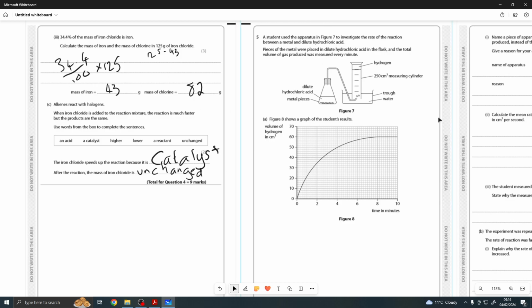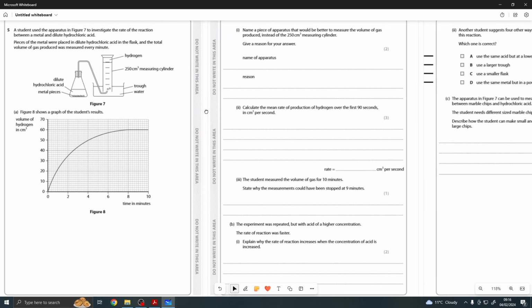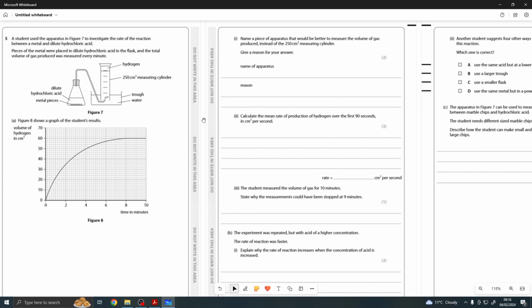Now, number 5. Oh, I remember this is on the higher paper. This is good. Name a piece of apparatus. Look at the picture. Here is our thing. We've got a measuring cylinder with some graduations. Now, we used a gas syringe for this because we've got gas syringes. So what would be better to measure the volume of gas? Well, it'd be a gas syringe.